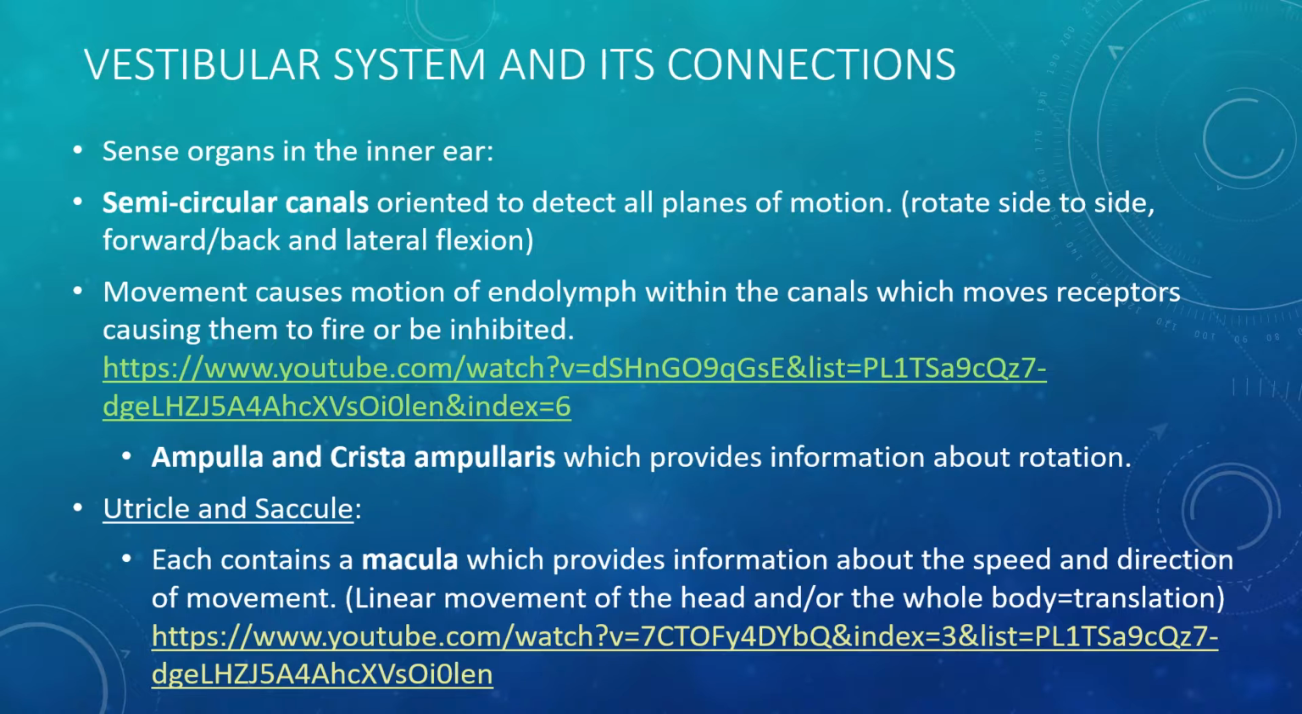So the major sense organs of the vestibular system are in the inner ear. They are the semicircular canals, and they're oriented to detect all planes of movement. So your laterals detect rotation side to side, the anterior canals detect forward and back, and then your posterior canals detect tipping your head side to side.